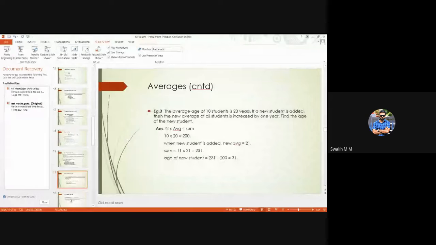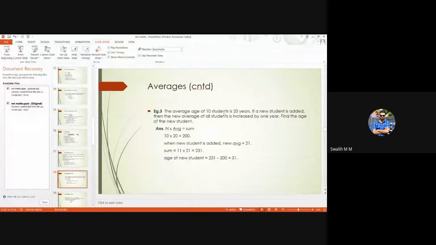Now next question. The average age of 10 students is 20 years. If a new student is added, the new average of all the students increases by 1 year. Find the age of the new student. So there is a class in which a new student is added, and there is a change in the average age. See, if the student's age was 20 itself, what would happen to the average age? If the new student was also 20 years old, what would be the average of the whole class? Would it increase or decrease?